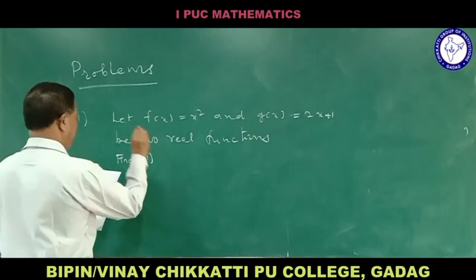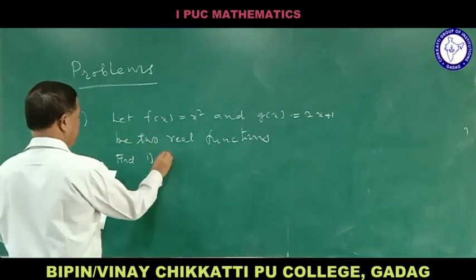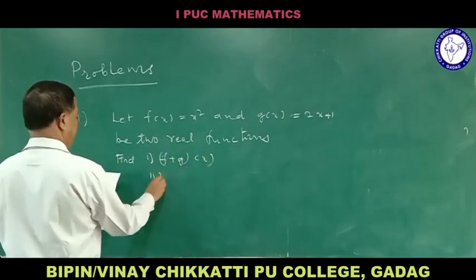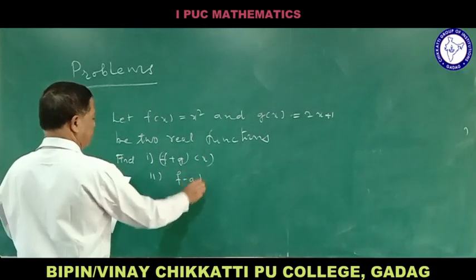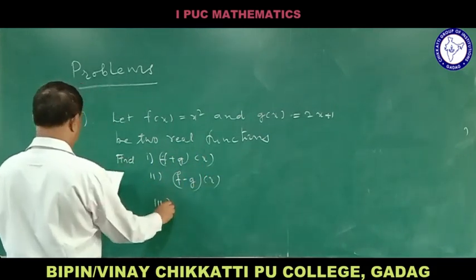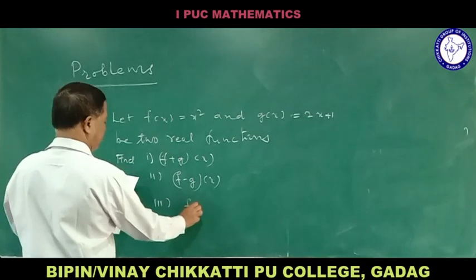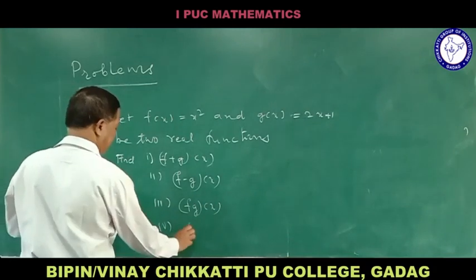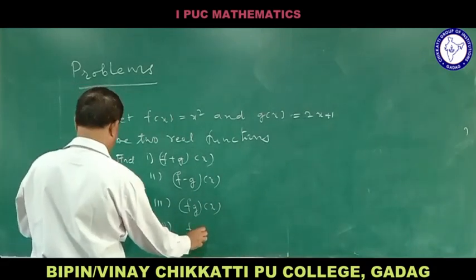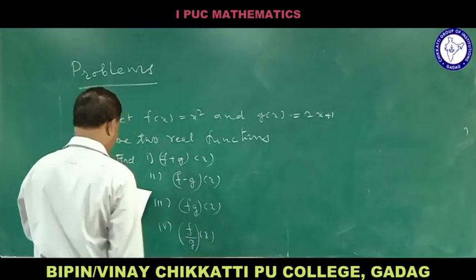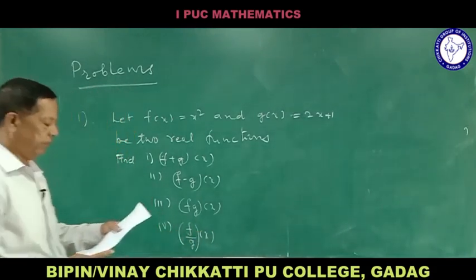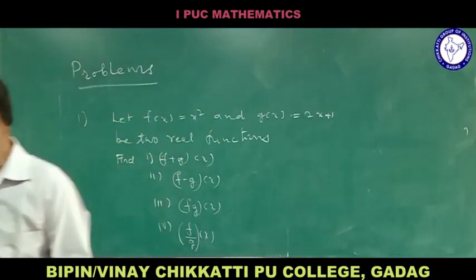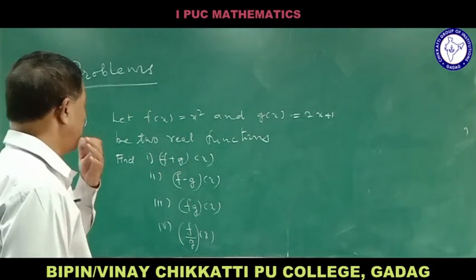Find number 1, f plus g of x. Number 2, f minus g of x. Number 3, f g of x. Number 4, f by g of x. So these are the functions to be calculated, and here we have to understand how to find out these results.